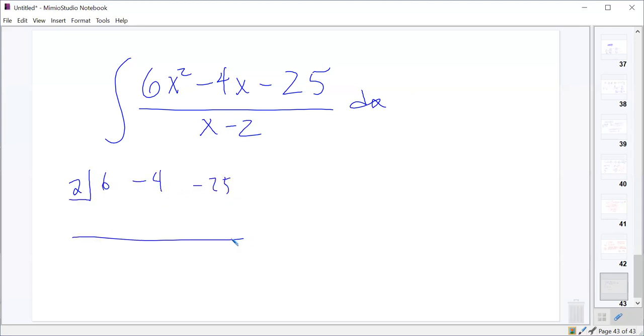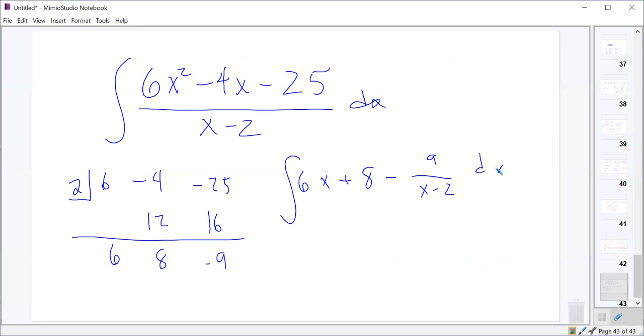And I personally prefer that just because it's quicker and easier. Bring down the 6, multiply by the 2, add, multiply, add. Right? And so we'd end up with, what do we end up with here? We'd end up with 6. Oh, sorry, -9. Yes, thank you. We'd end up with 6x plus 8 minus 9 over x minus 2 as our integral now.